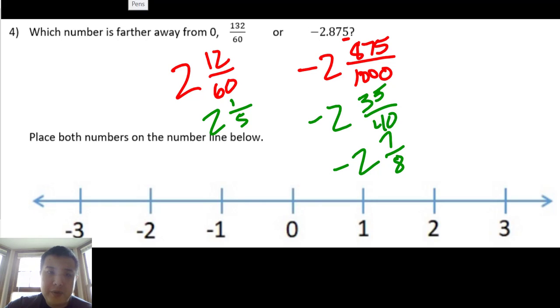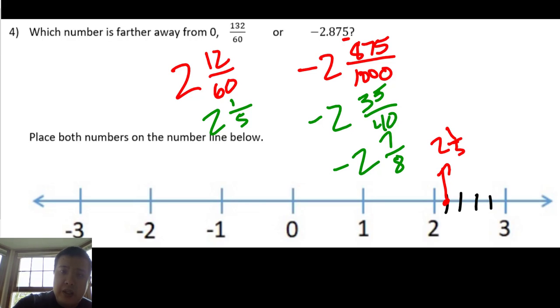but just in case we don't, let's go ahead and graph these on these number lines. Okay, so 2 and 1/5, we're going to split the space between 2 and 3 into 5 equal parts. And then plot 2 and 1/5, which is going to be 1/5 away from 2, so that's going to be right here. This is 2 and 1/5. For the negative 2 and 7/8, we're going to split negative 2 and negative 3 into 8 equal parts. We're going to make 8 equal parts right there. And then we are going to find the seventh one. 1, 2, 3, 4, 5, 6, 7. That's going to be right here. So this is negative 2 and 7/8.